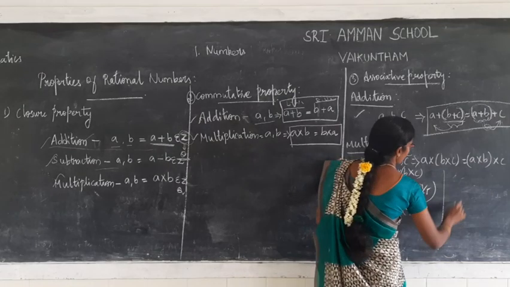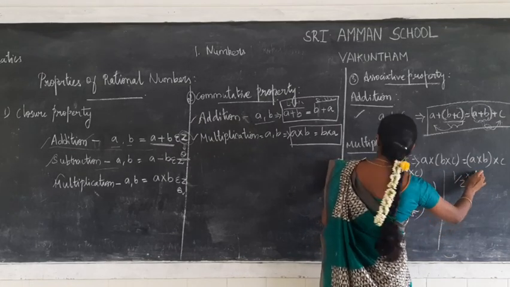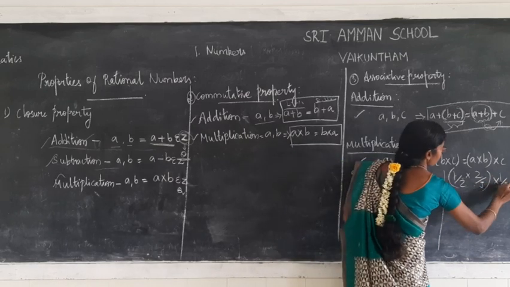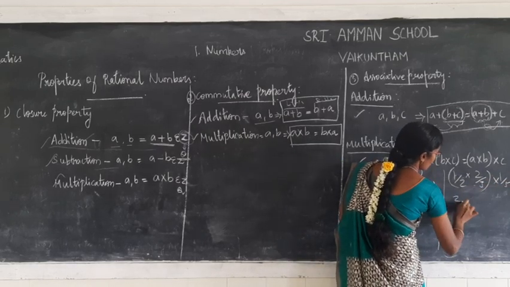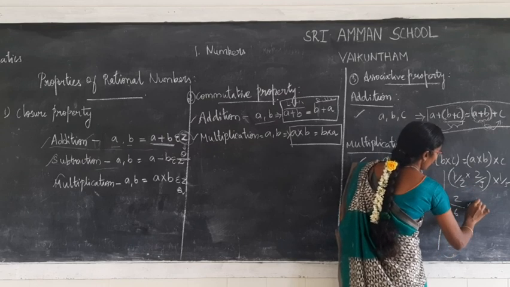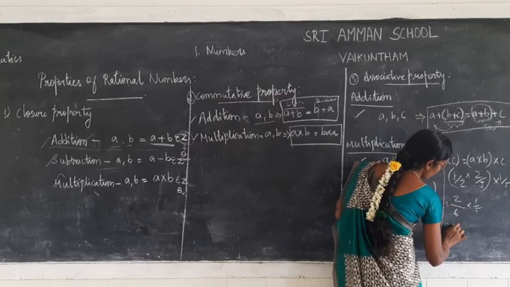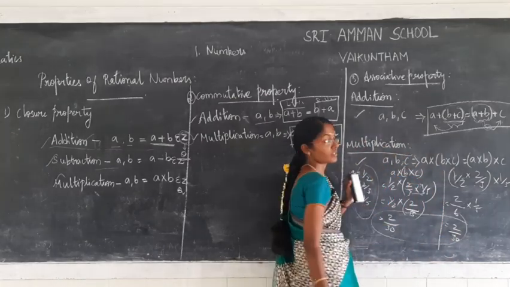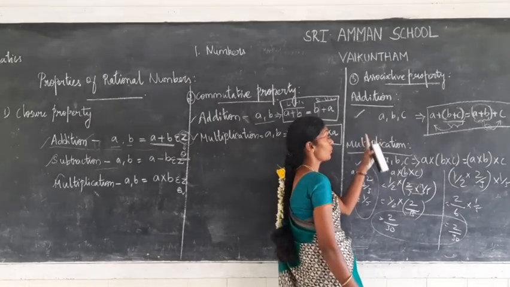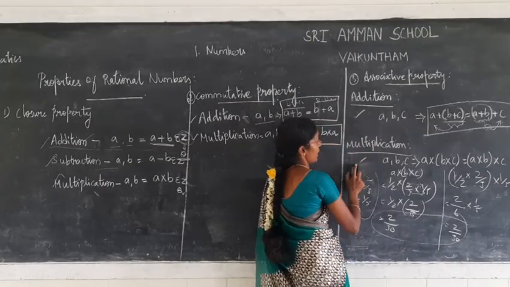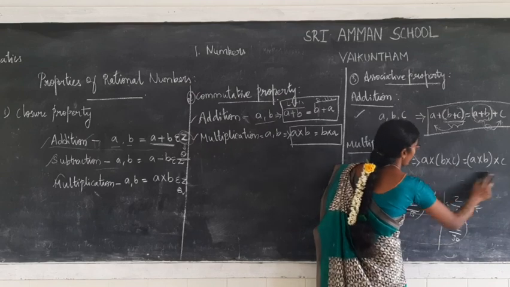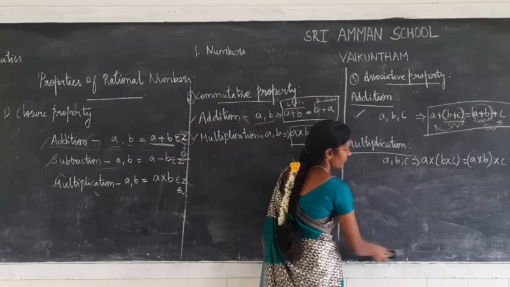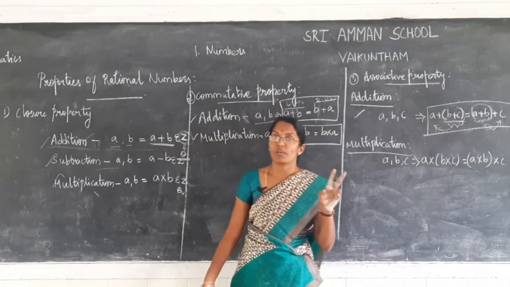So the RHS, 1 by 2 into 2 by 3 into what is c? 1 by 5. So 1 2 is 2, 2 3s are 6, into 1 by 5, which is equal to 2 by 30. So see here, LHS is equal to RHS. So the associative property is satisfied for multiplication, and also for addition. Okay, clear?